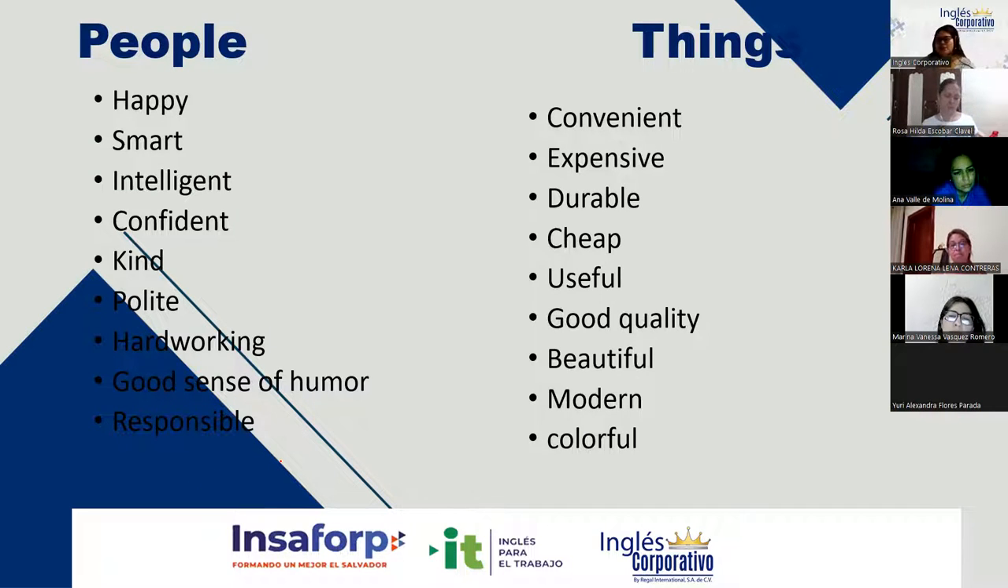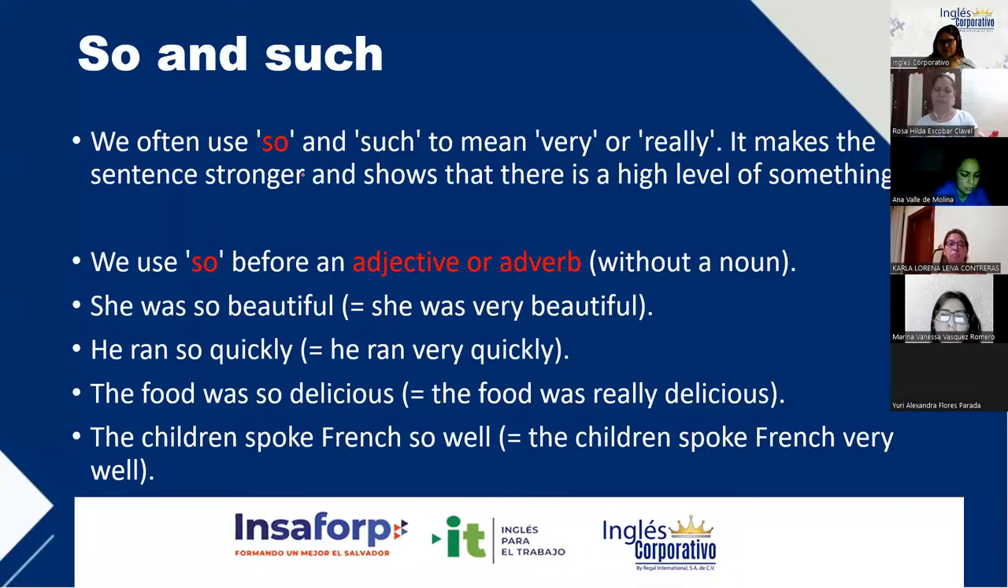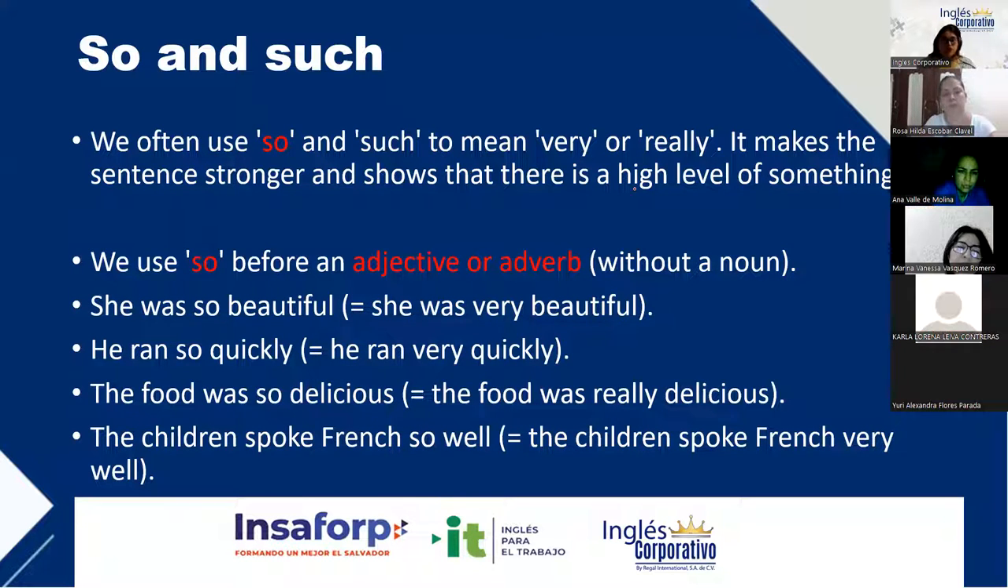Remember, an adjective is a word that describes something, right? It's a word that we use to describe people, a place, a thing, whatever. But how are we going to describe things? How are we going to describe people? Check. Today's structure: we often use so and such to mean very or really, right? And it makes the sentence stronger and shows that there is a high level of something.